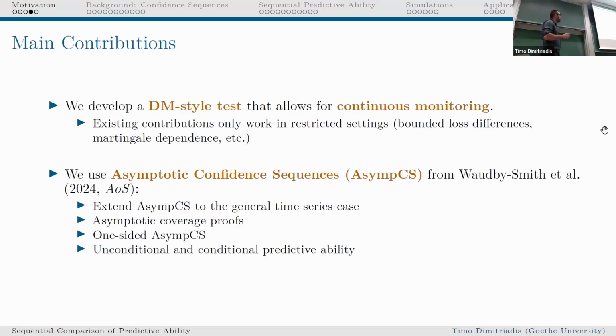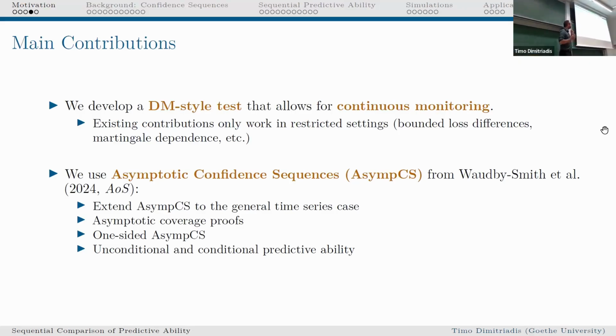And what we do, we rely on so-called asymptotic confidence sequences. That's a publication from Waudby-Smith et al. in 2024 in the Annals. They already propose the asymptotic confidence sequences that we use. However, we still have some theory that we add here.